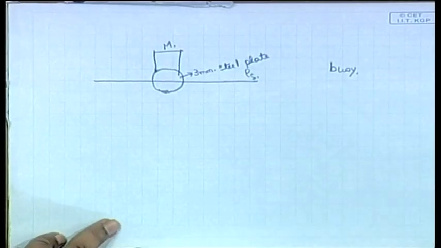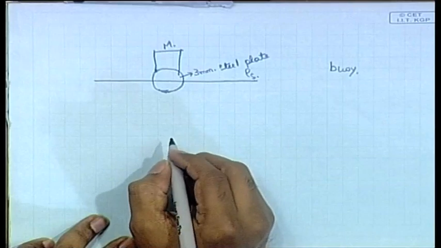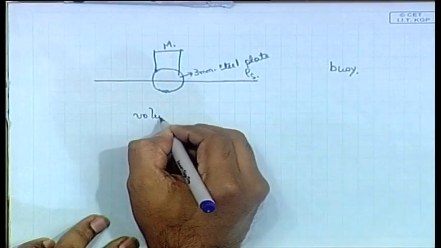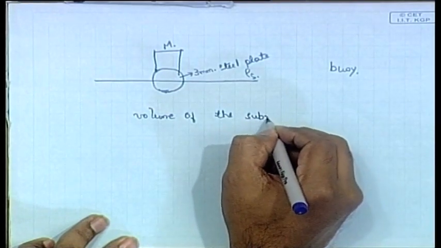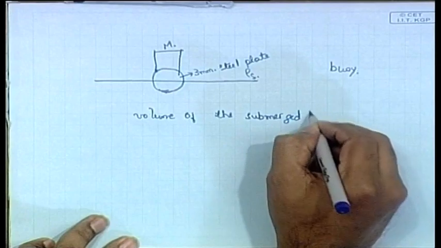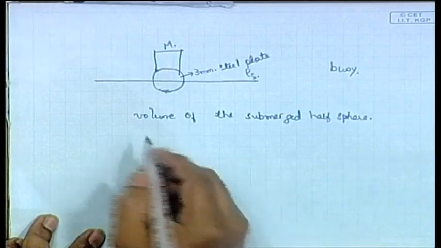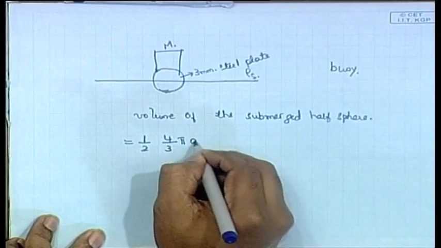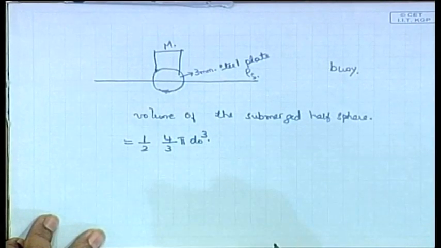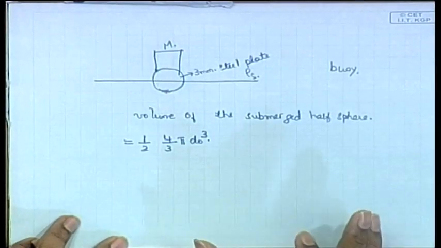We will proceed like this. In the classes I mostly give these kinds of problems as homework, but here, since I cannot, I will just do the problem. First of all, the volume of the submerged half sphere: it is half of 4 by 3 pi d0 cube. This is the total volume of that submerged half sphere.